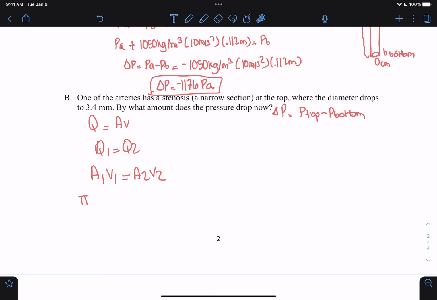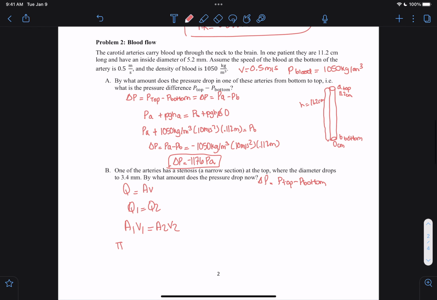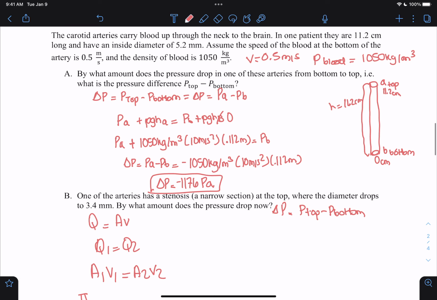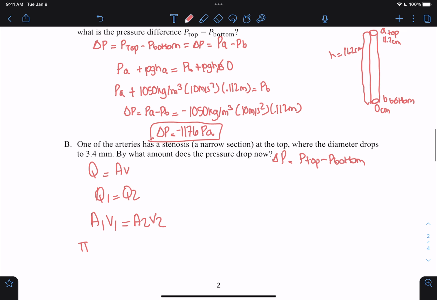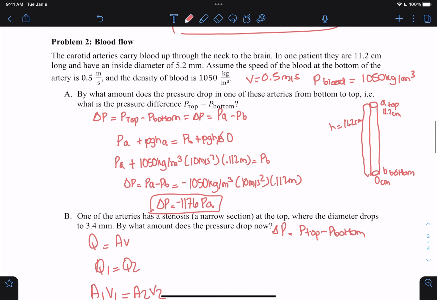Yeah, so pi r squared. If we're going by the initial diameter here, if the first point is the relaxed point, with a diameter of 5.2, then that has a radius of 2.6 millimeters. If we convert that to meters, because we want everything in SI units, it should be 0.0026 meters, and then we square that, pi r squared. That's our area for the relaxed part. And then it has a speed of 0.5 meters per second.